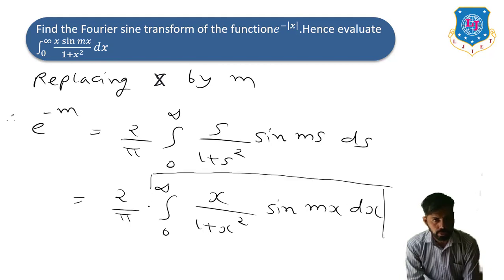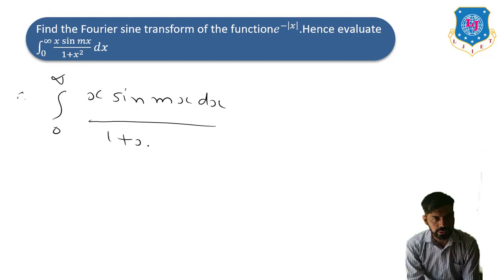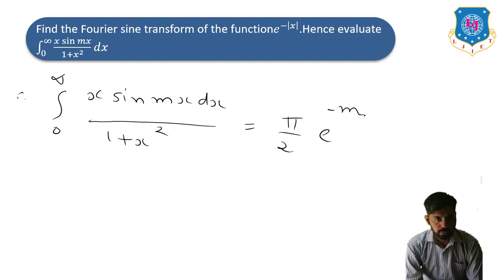Now as we have to find out value of this integration, so this can be written as integration 0 to infinite x sine mx dx whole divided by 1 plus x square, that is equal to pi by 2 into e raised to minus m. So this is the value of this integration.